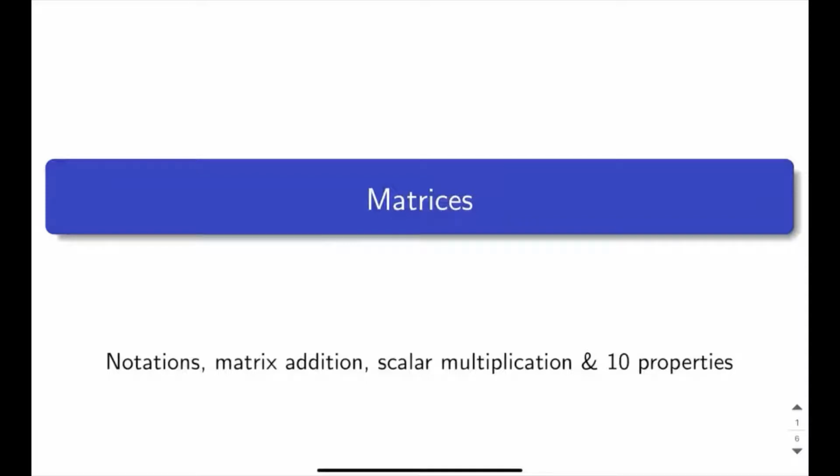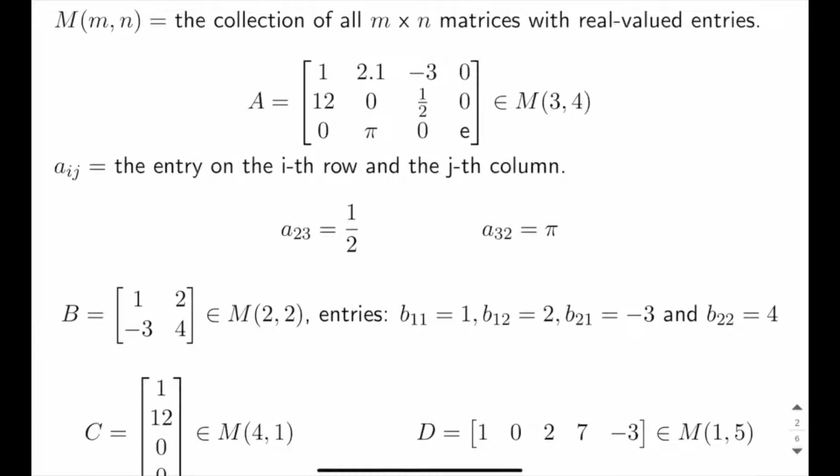Good morning, class. Today we are going to discuss matrices and vector space. First, let's discuss matrices. In this section, we are going to consider the collection of all m by n matrices with real value entries. And we denote this collection as capital M, little m, little n, where the little m stands for the number of rows and the little n stands for the number of columns.